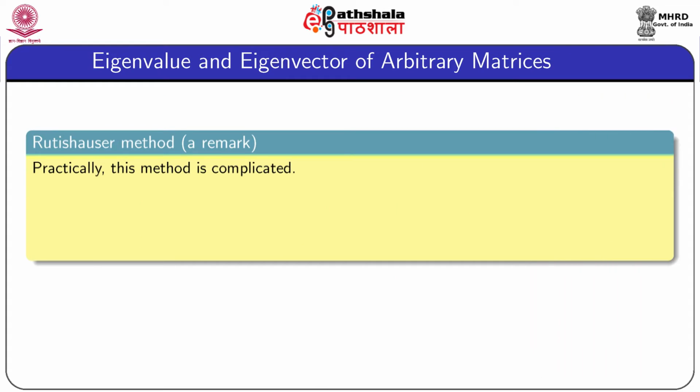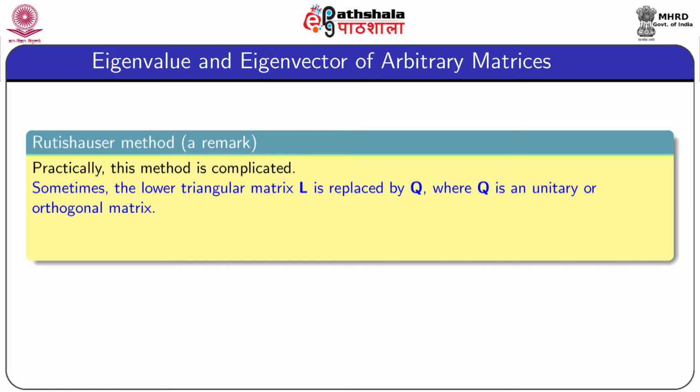Practically, this method is very complicated because it involves a lot of computation. That means we have to determine the lower and upper triangular matrices by the LU decomposition method, and then we have to determine the next matrix by finding the product of two matrices. So, there are a lot of computations.